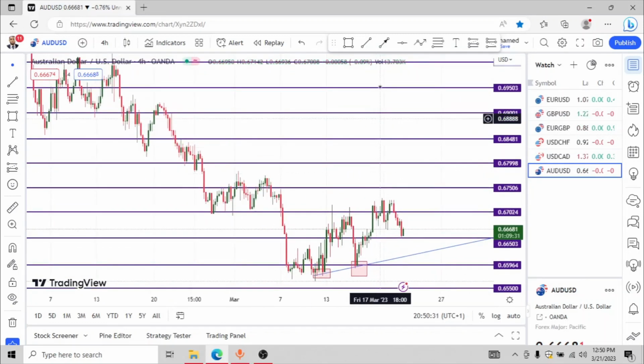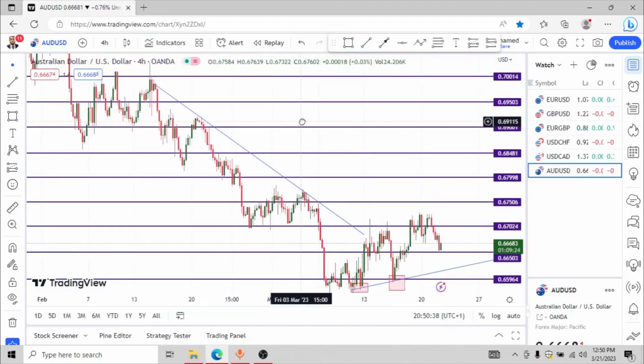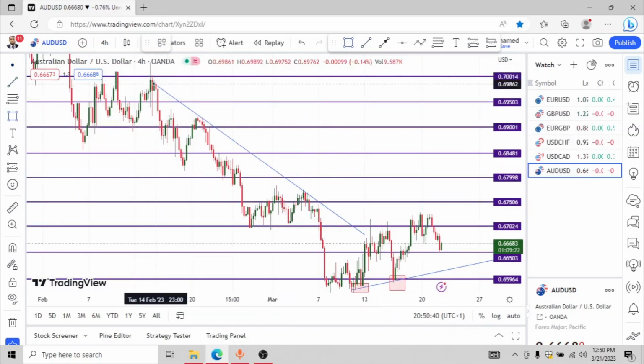Now how do I mean? Look at this one. From here we'll draw this one for example. This movement was a downtrend.